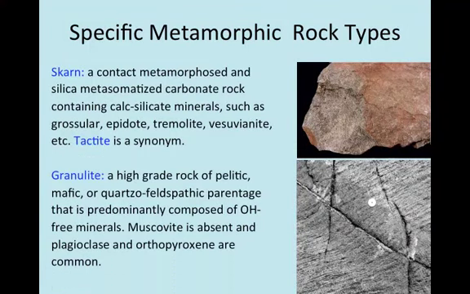Okay, you can have skarns that result from metamorphosed carbonate rocks, and skarns are typically fine-grained, and they also are a combination of calcareous silicate minerals, so calcium-bearing silicate minerals, as well as carbonates. So you see both in a skarn.